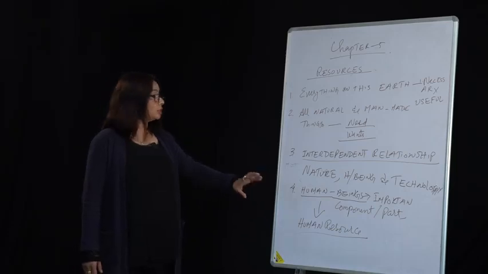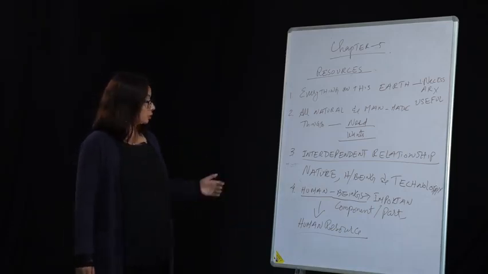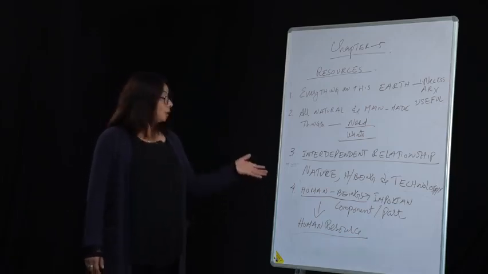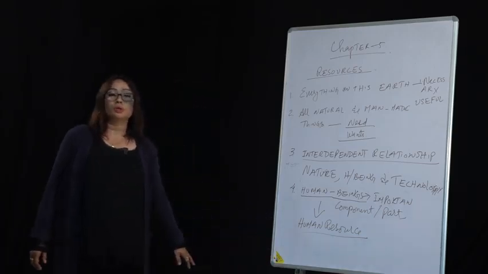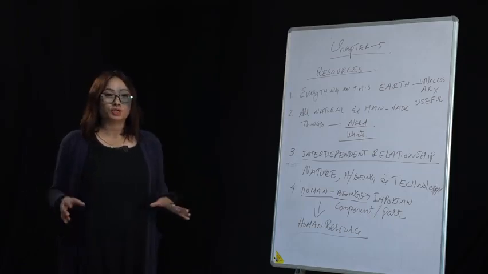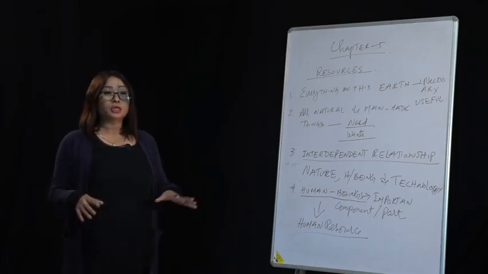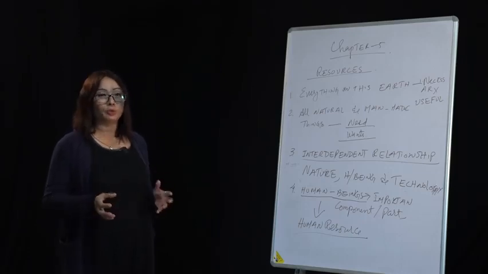Without human beings, the things that are there in nature cannot be converted into a resource. So human beings are also a very important part of the resource. So human beings are regarded as human resource. Now when we talk about human resource, let me tell you that every country has, for example, so many people in its population. Now each and every person is not a resource. When do we become a resource?